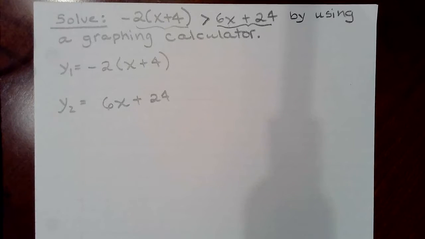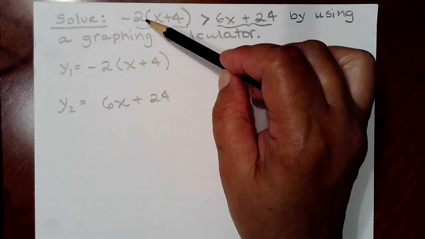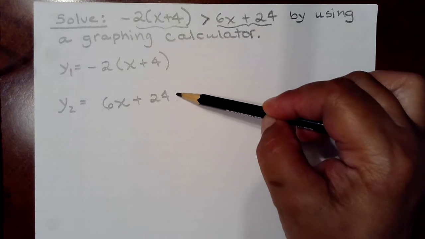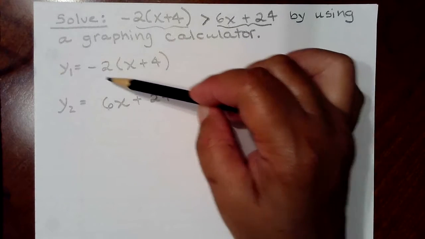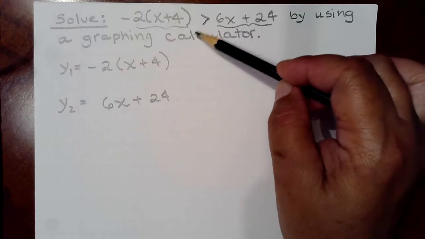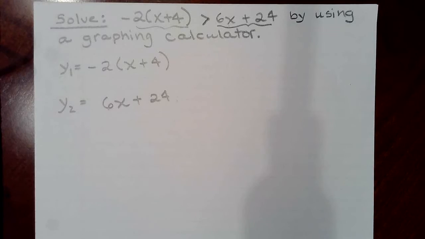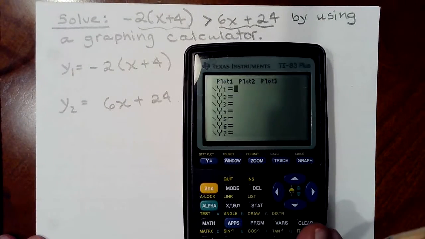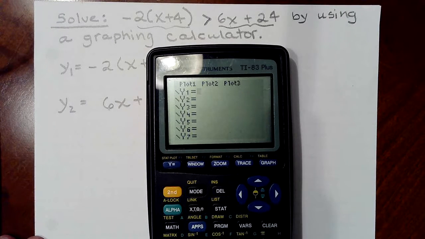One is y1, one is y2, and we're going to look for where this expression, the left side, is above the 6x plus 24, which will be the other line. They're both going to be lines. We're going to look for what portion of this line is above, because that's what greater than means, is above the other line. Okay, so let's get the graph by entering the expressions.